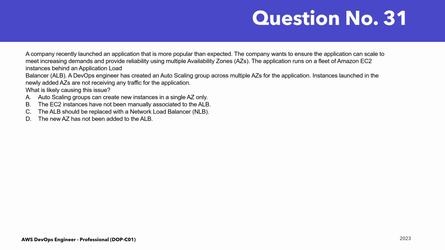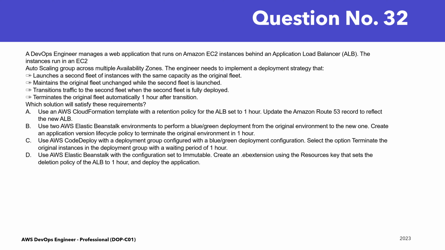A. Auto scaling groups can create new instances in a single AZ only. B. The EC2 instances have not been manually associated to the ALB. C. The ALB should be replaced with a network load balancer, NLB. D. The new AZ has not been added to the ALB. Correct answer, D.